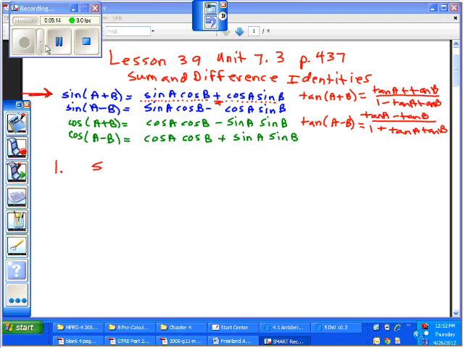Question number 1 is sine 165 degrees. Now what we need to do is use a sum or difference to make that 165 be two things that we know the rule for in our head from our unit circle memory work. Okay? So what's two things that we can figure out that 165 came from? Well, we could do 135 and 30. We could do 145 and 120. We could do 45 and 120, right?